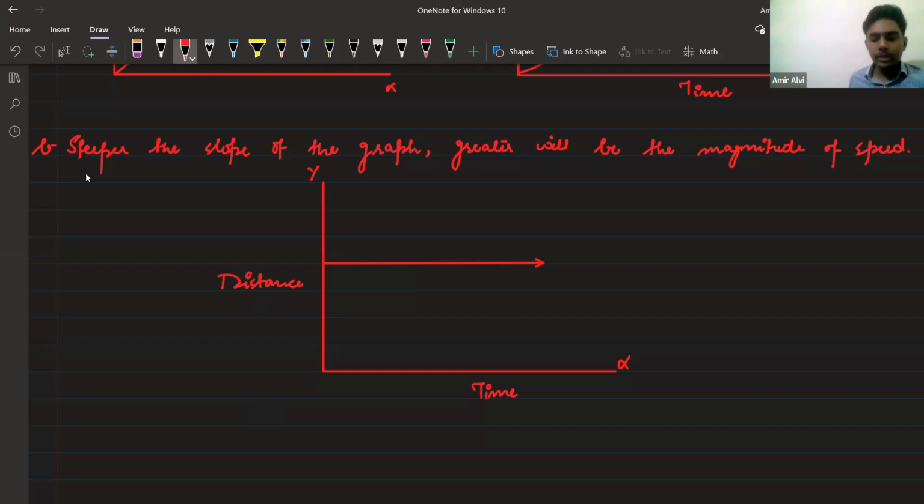Let's analyze this graph. You can see this line is basically moving in the x direction, along the x-axis. It means that time is passing, but the distance is the same with respect to time. So the distance is not changing, which means there is no change in position. No speed means that the body is at rest. So this is at rest, zero speed. Clear, everyone?